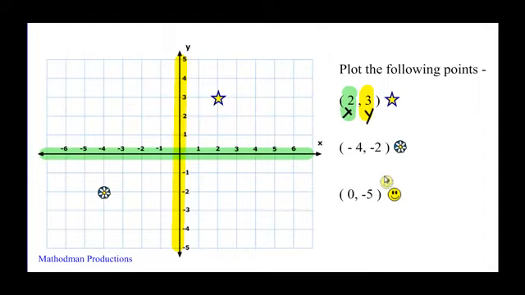Last but not least, the smiley face. It's a little tricky. 0. Since I'm on the x-axis, I'm already at 0. I don't have to move anywhere. I'm already there. And the -5 tells you where to go along the y-axis. You got it. Since it's negative, you're moving down. 1, 2, 3, 4, 5. And that is how you plot points.